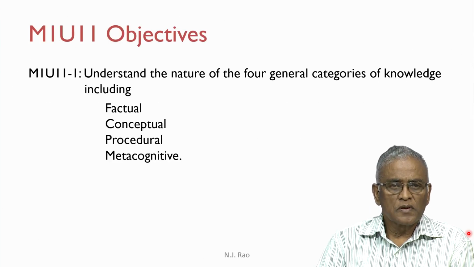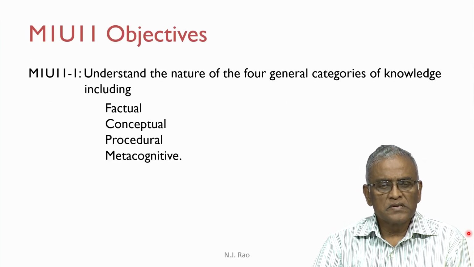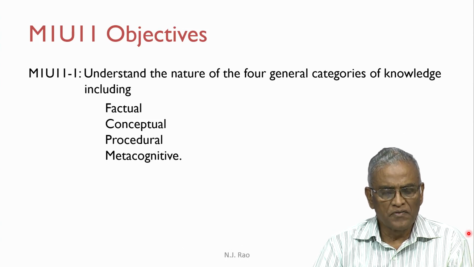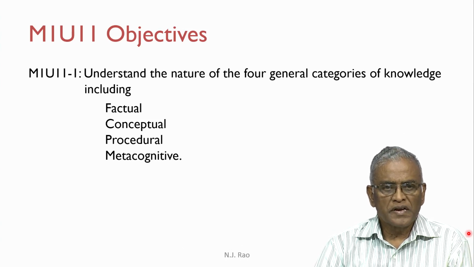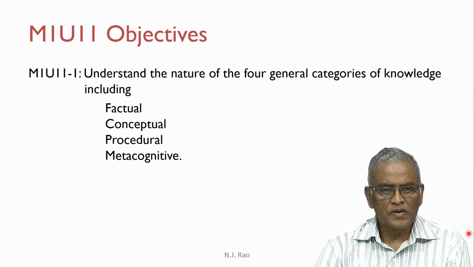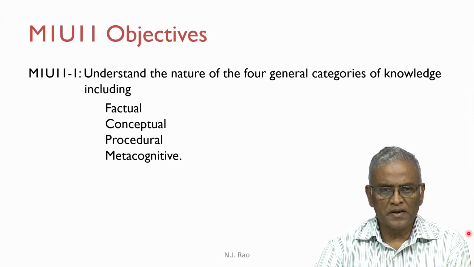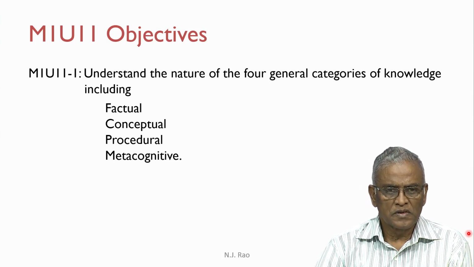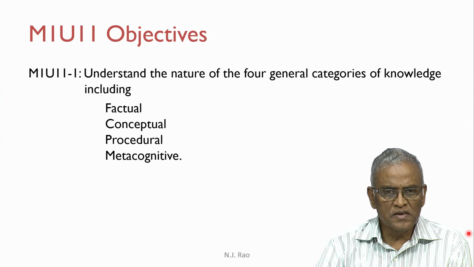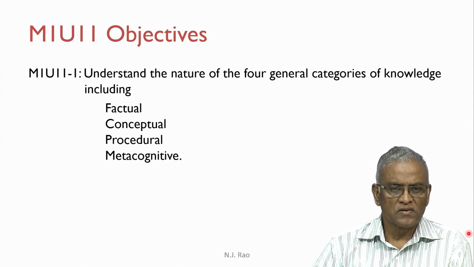Now, in the present unit M1 U11, we are trying to understand the nature of 4 general categories of knowledge. These are factual, conceptual, procedural and metacognitive. That is, understanding the nature of these 4 general categories is our objective.